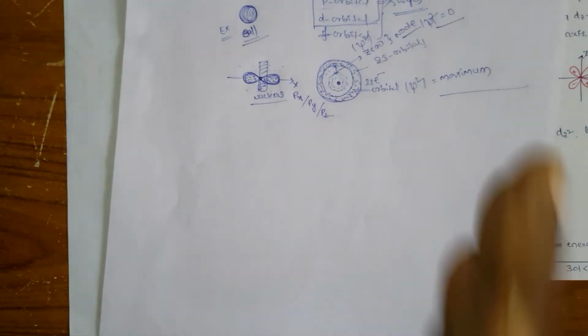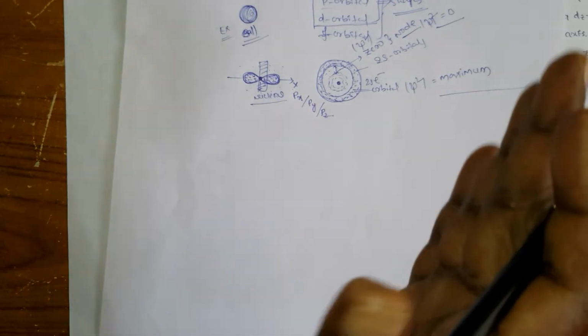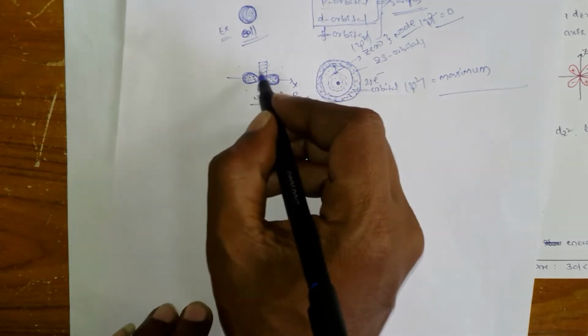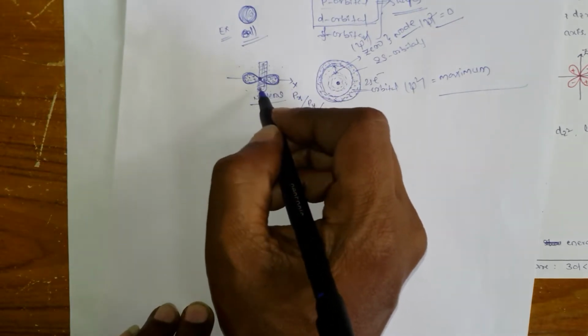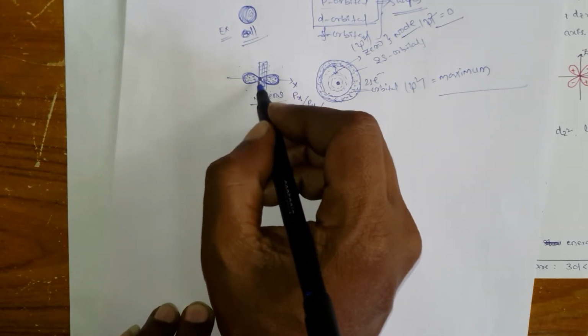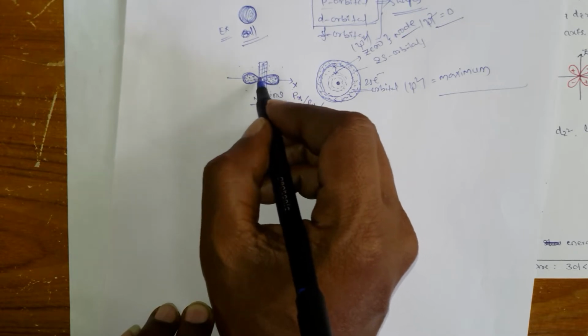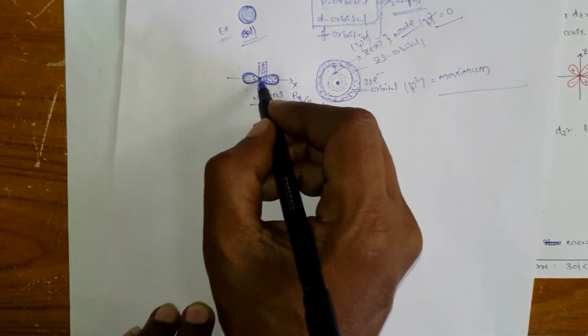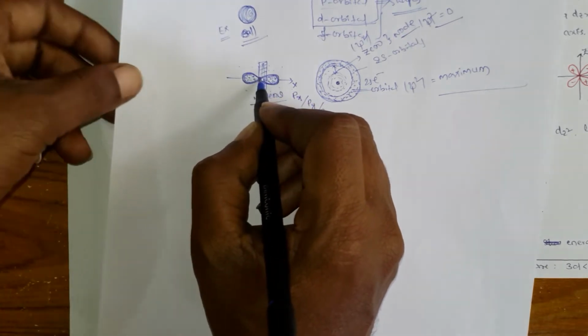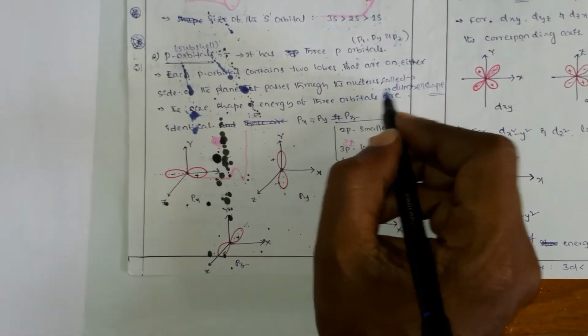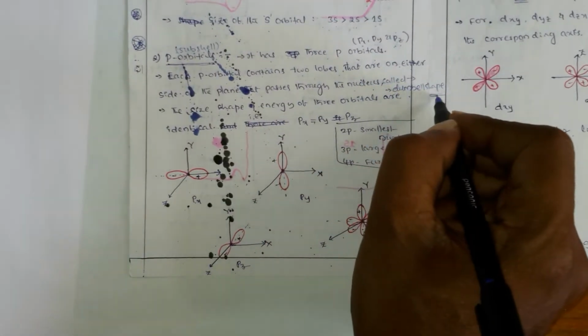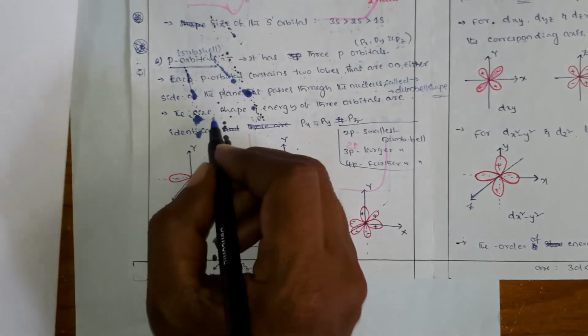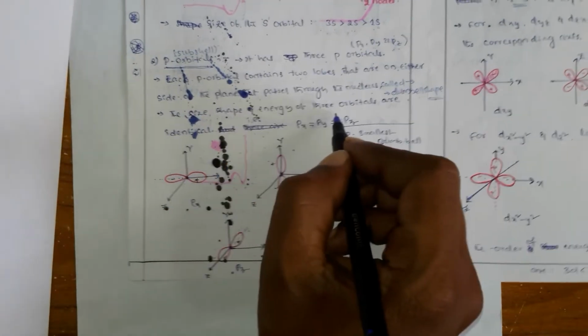Okay, so that means you are cutting the two lobes exactly in half. So at this plane, you see one lobe is on the right side and another lobe is on the left side. This kind of structure you call a dumbbell shape.